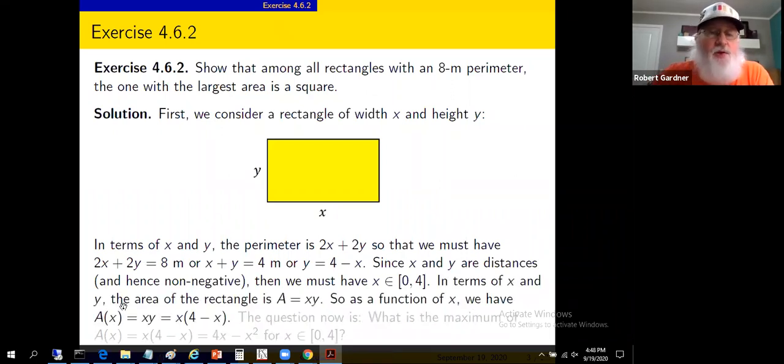Now, in terms of x and y, the area of that rectangle is simply width times height, x times y. So as a function of x alone, we already know y in terms of x. That's why we found it previously. We can write the area simply as a function of x. It's x times y, but y equals 4 minus x. So here's the area as a function of x. The question they've asked then becomes, what's the maximum of A(x) for x in the interval from 0 to 4?